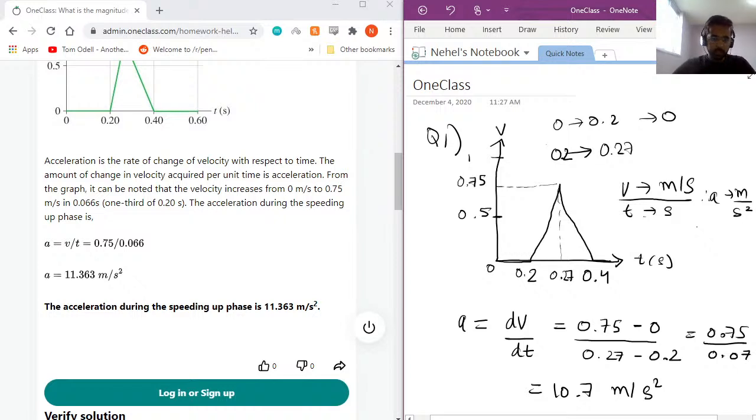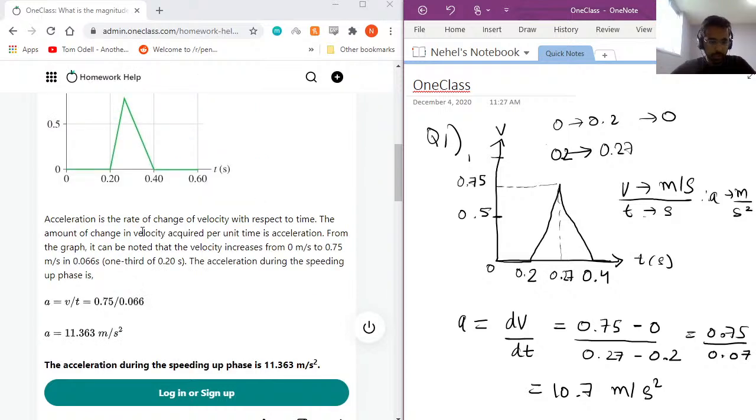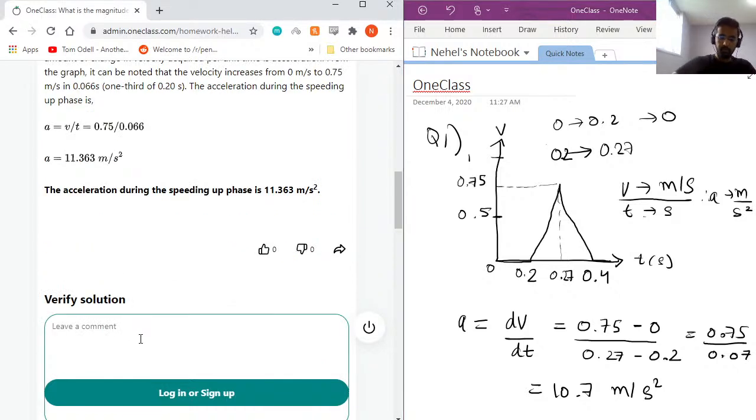All right, so let's just review this answer as well. Acceleration is the rate of change of velocity with respect to time. Acceleration during the speeding up phase is perfect. So this answer is correct.